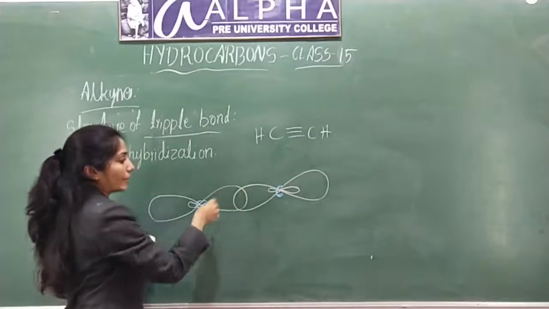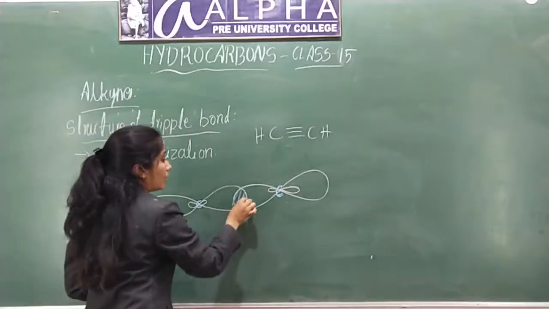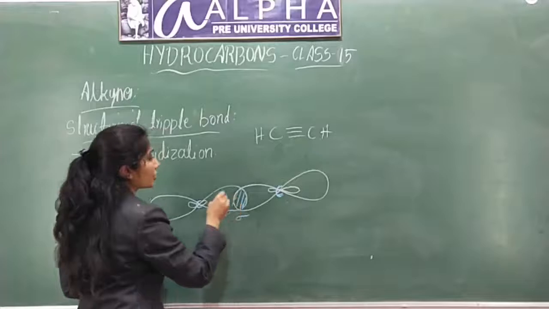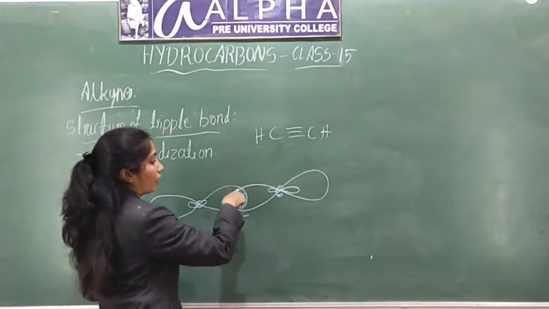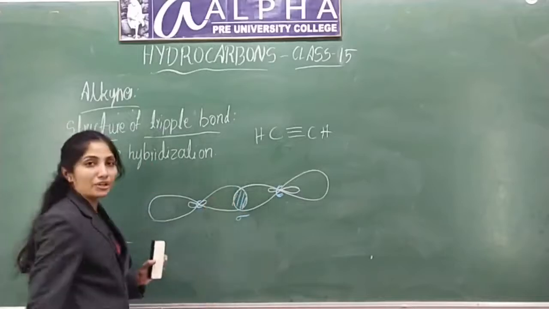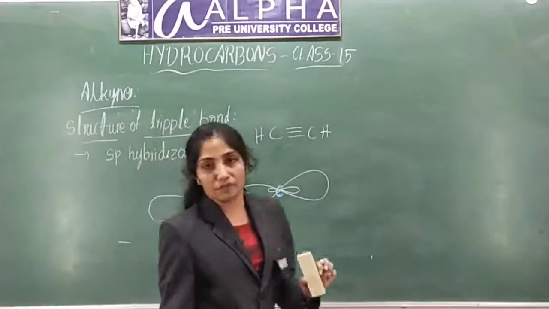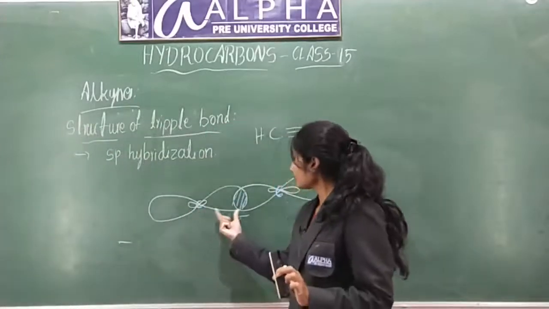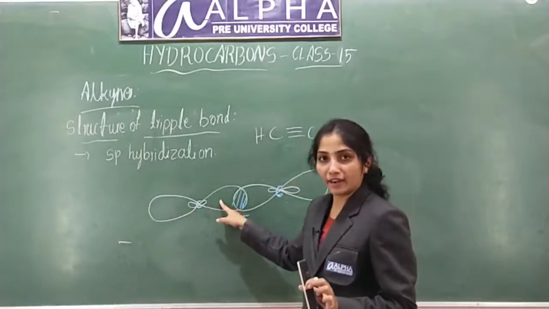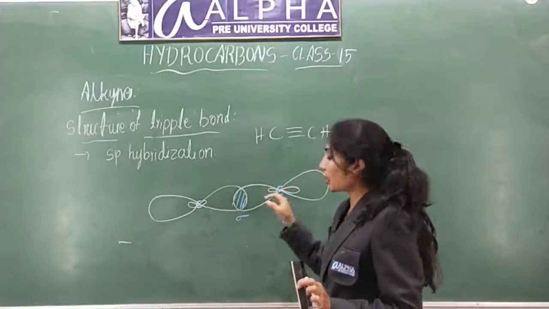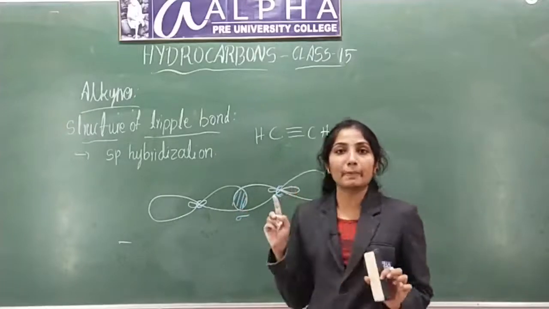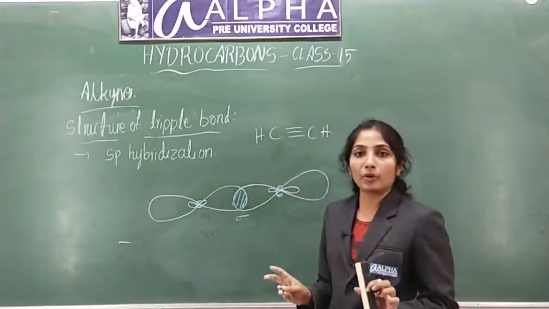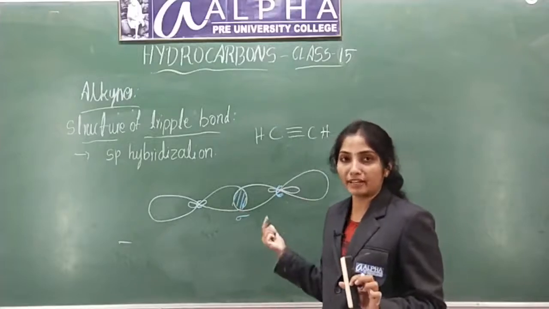Head-on overlapping of these two orbitals will lead to the formation of a sigma bond. Head-on overlapping of the sp orbitals of two carbon atoms leads to the formation of a sigma bond. This is the sp orbital of one carbon atom and this is the sp orbital of another carbon atom. They will overlap to form a carbon-carbon sigma bond.